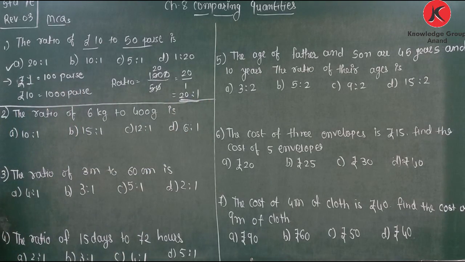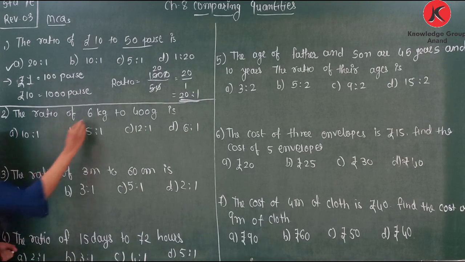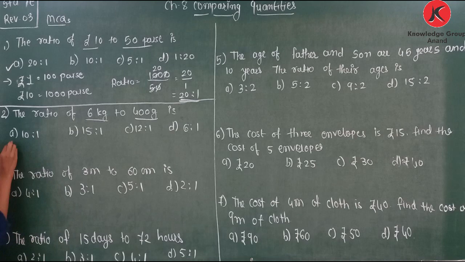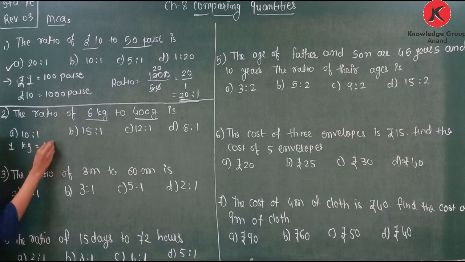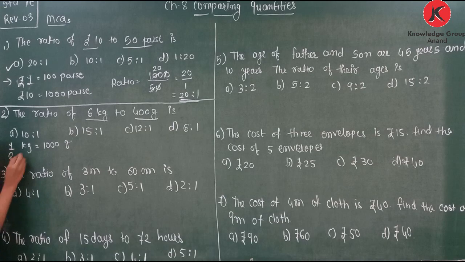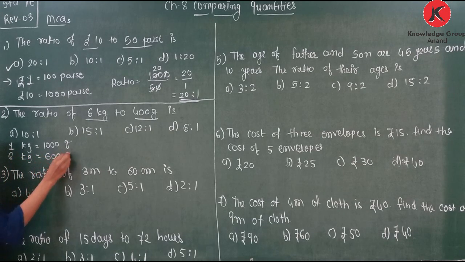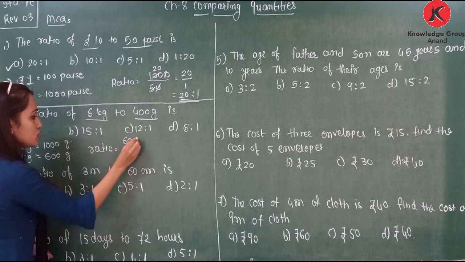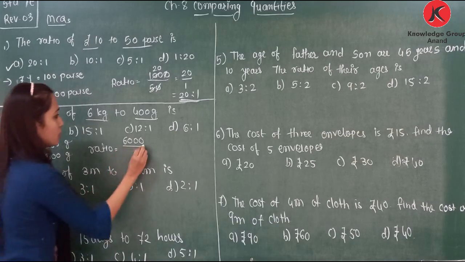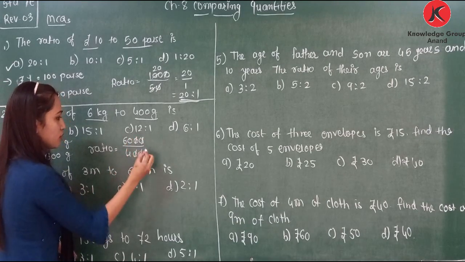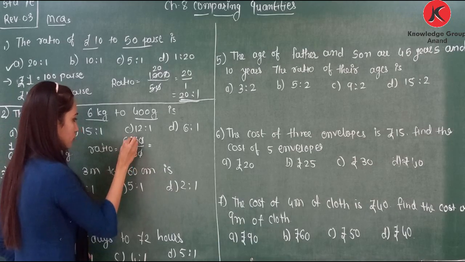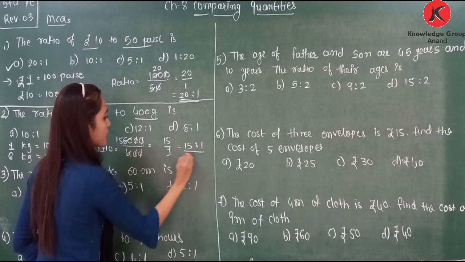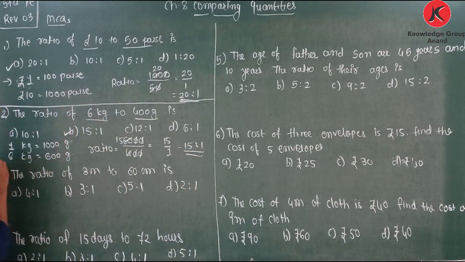The ratio of 6 kg to 400 gram is. Here it is 6 kg and here it is 400 gram. So convert kg to gram. 1 kg is equal to 1000 gram. So 6 kg is equal to 6000 gram. Now ratio. Here 6000 is the first quantity, so that will be in the numerator. Divide by 400. 2 zeros will be cancelled. 15. So it is 15 by 1. It is 15 is to 1. So that is option B.